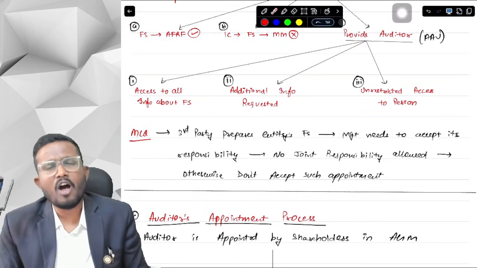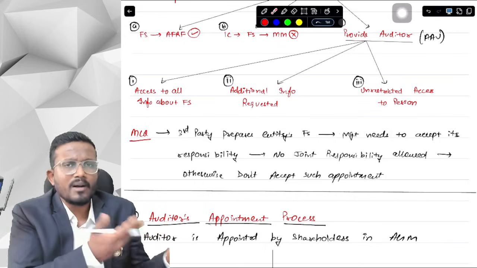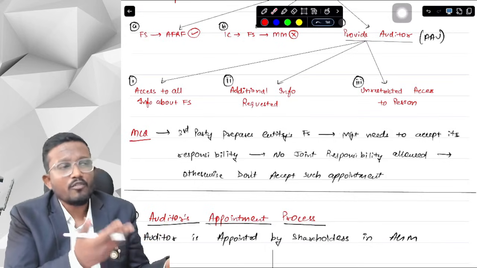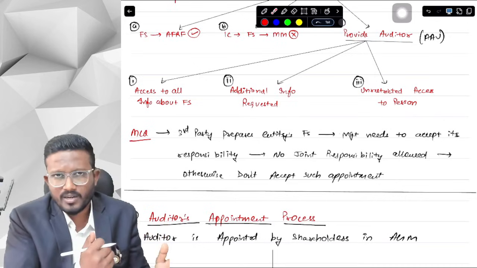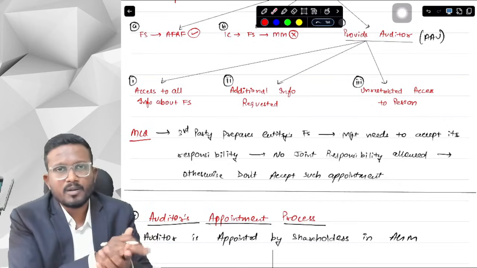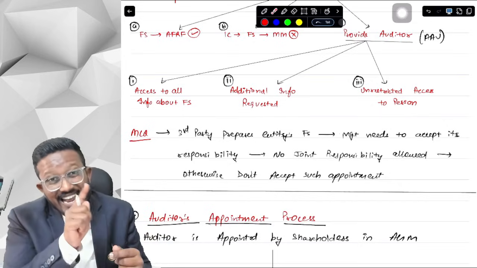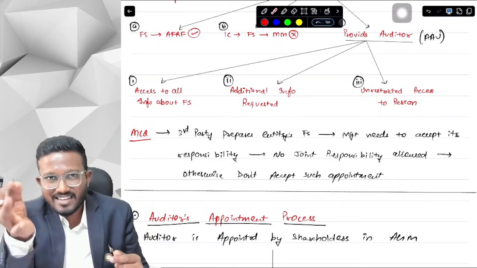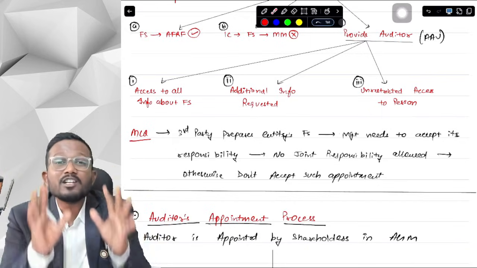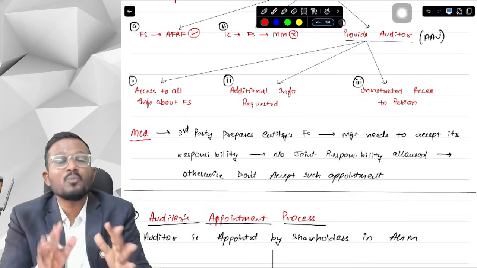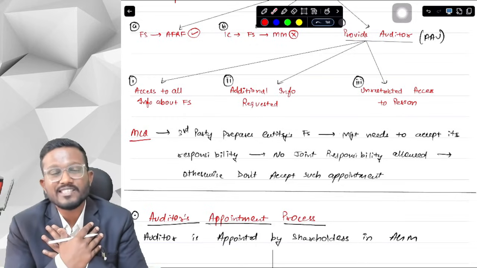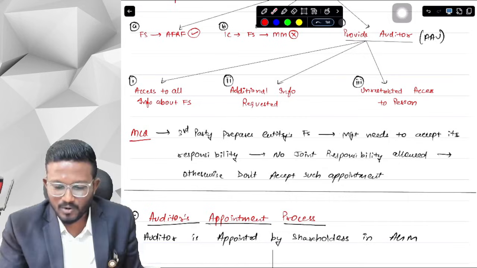Now management is saying, how can I accept the responsibility? There is a third party which prepares the financial statements. So what we can do is accept a joint responsibility, that management and the third party are responsible for preparation of financial statements. Now in this particular situation, can an auditor accept the audit? No. The management should assume primary responsibility for preparation of financial statements. The management cannot have a joint responsibility.